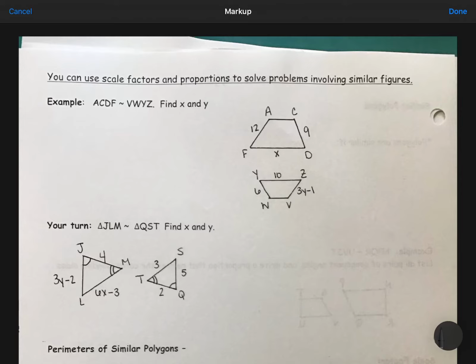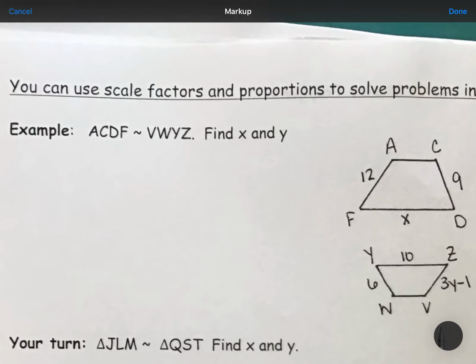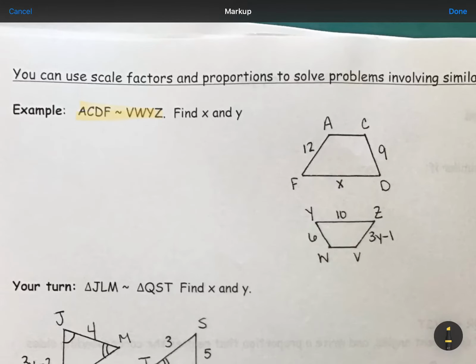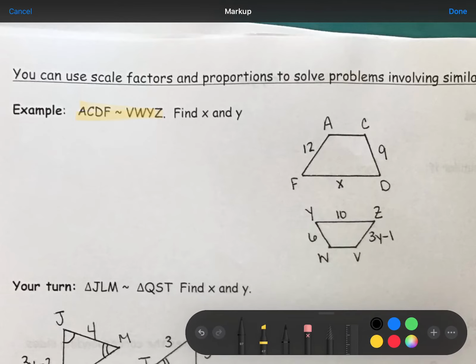All right, you're going to use the scale factors and proportions to solve problems involving similar figures. So this first example, they're telling us that these two trapezoids are similar, and we need to use this information to help us find x and y. It's going to be very helpful to use this similarity statement to determine which angles and which sides correspond. Angles are congruent, of course, and sides are proportional. So we're going to use this to help us set up a proportion.